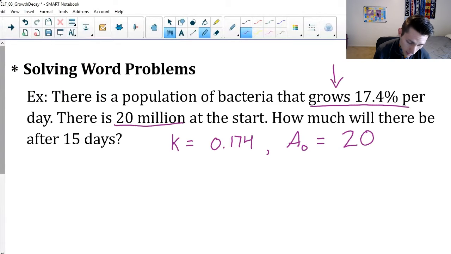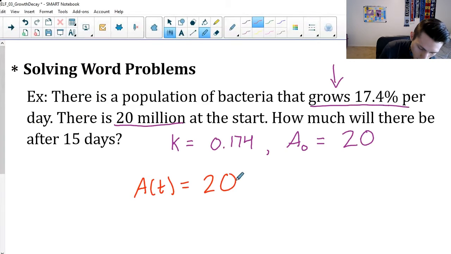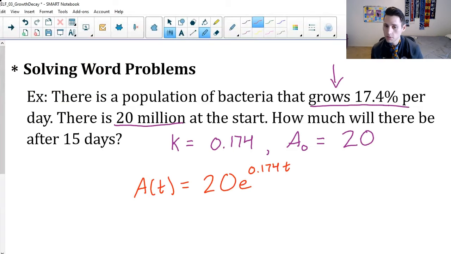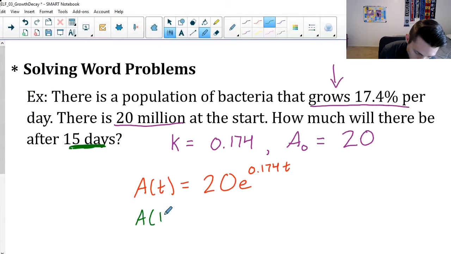And the question is, how much will there be after 15 days? Well, like we did before, let me first write out my general equation, which is this. Without plugging in anything for T, this is the equation I'll use for this bacteria's growth. Now, since I want to know how much will there be after 15 days, we'll plug in 15.